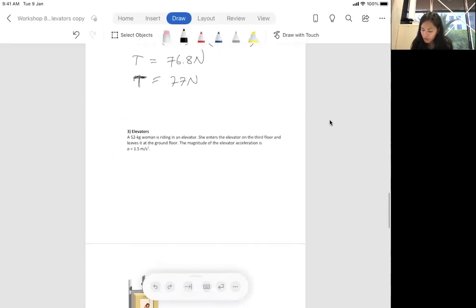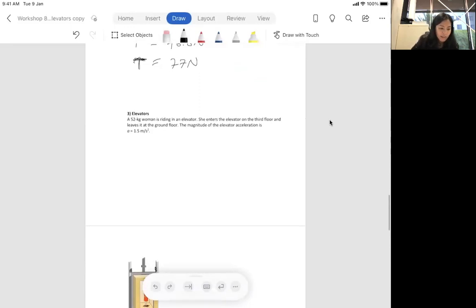All right, good. Here, it's an elevator scenario. You have a woman in an elevator, and the acceleration is given, it's 1.5 meters per second squared, and the elevator is going down. Because she enters the 3rd floor and she leaves at the ground floor. So it's not explicitly stated, but you can intuit that the elevator will go down, right? So the acceleration should be downwards in this case.